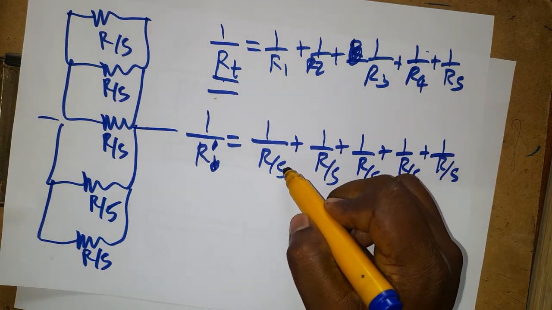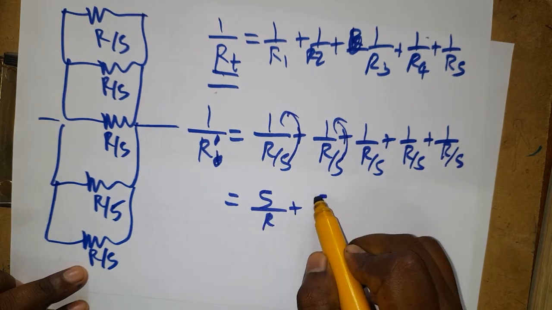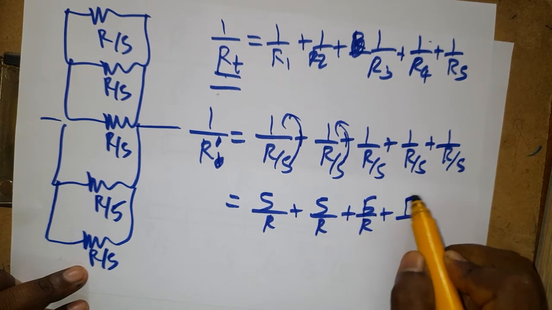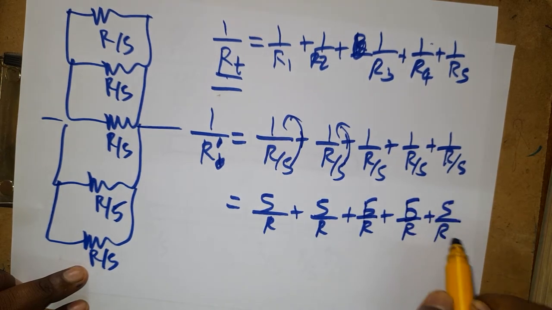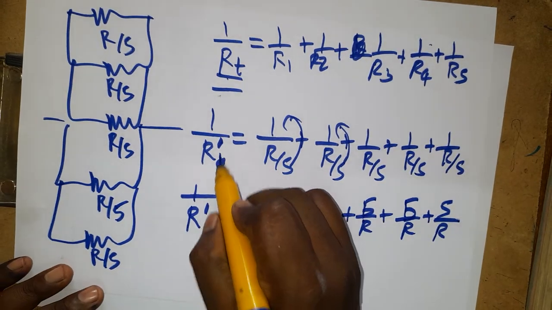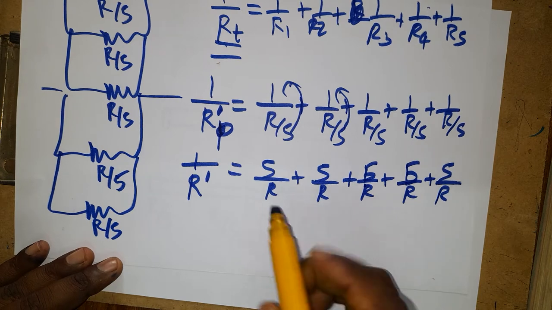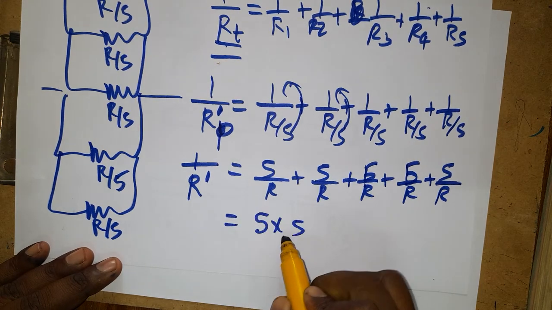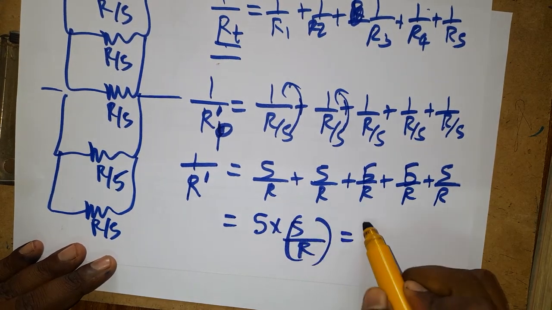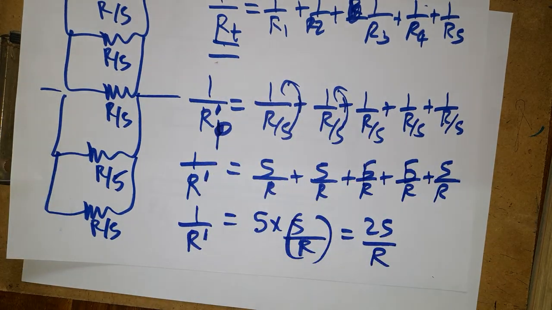The denominator will go into the numerator. So we get 5 by R plus 5 by R plus 5 by R plus 5 by R plus 5 by R, which gives 1 by R dash, the total resistance in parallel. We have 5 times 5 by R, so we write 5 into 5 by R. 5 into 5 is 25, so 25 by R is equal to 1 by R dash.